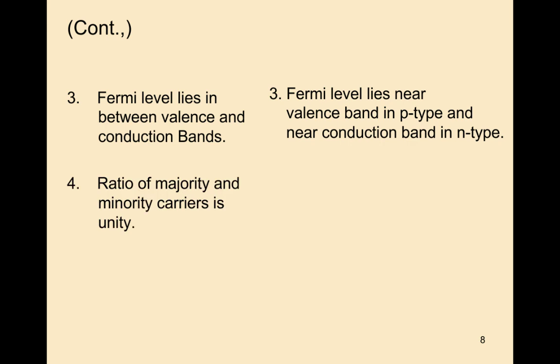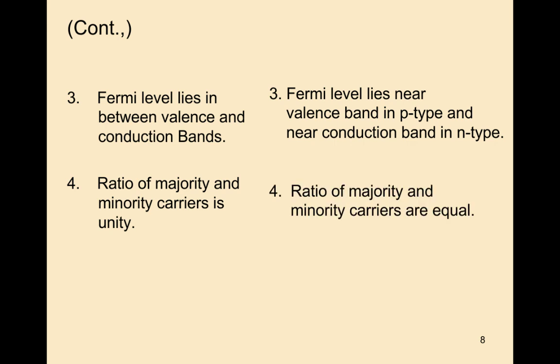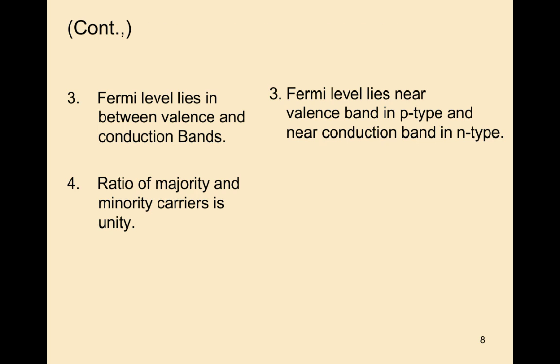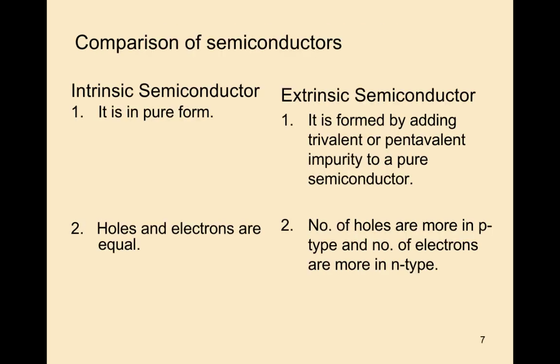Next difference: the ratio of majority and minority carriers is unity in intrinsic semiconductors. In extrinsic semiconductors, the ratio of majority and minority carriers is not unity. These are the four differences of intrinsic and extrinsic semiconductors.